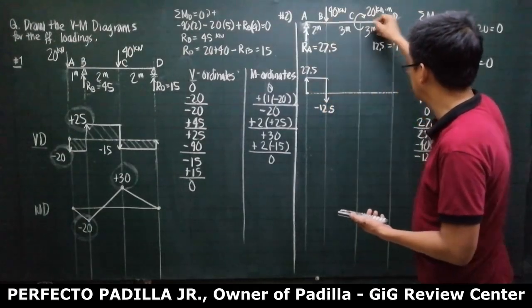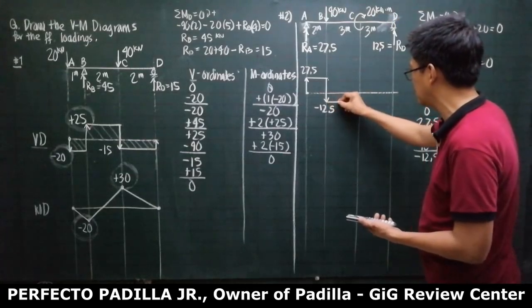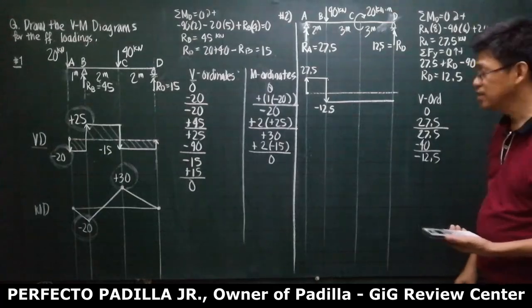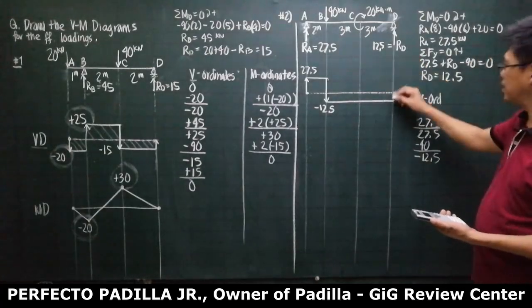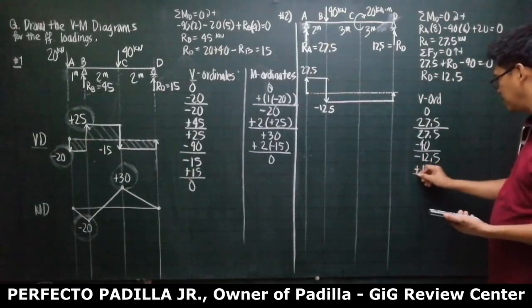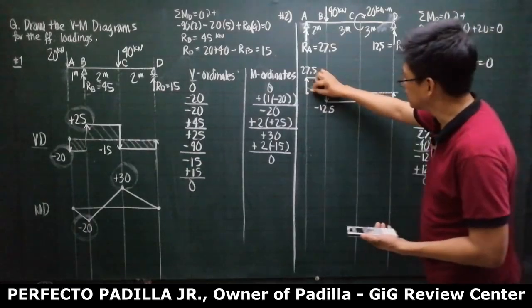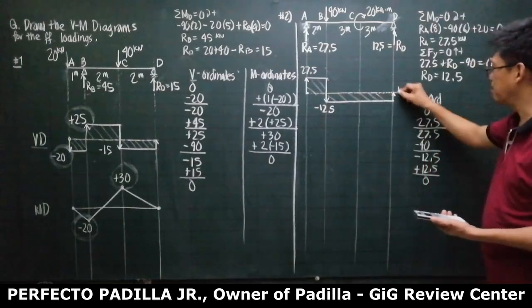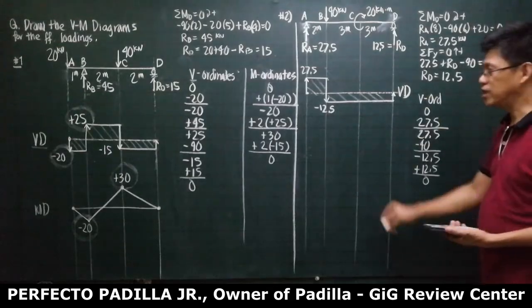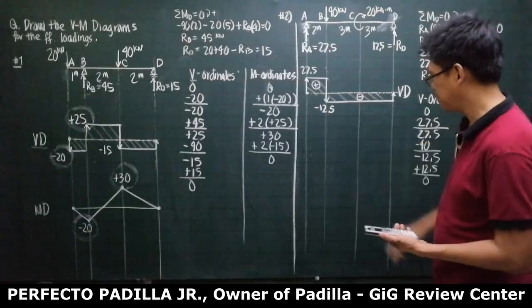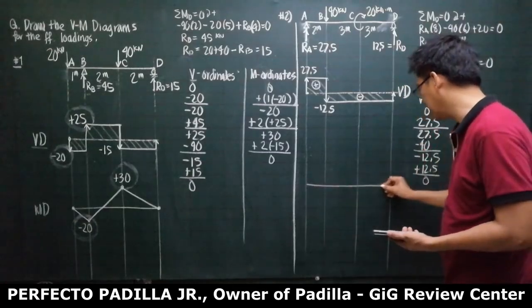So from here to here, there is no vertical load, so there is no change in value of vertical force. So at this point, we will go up by 12.5. So this is plus 12.5. So this is 0. So this is going to be our shear diagram. Okay? So this is a positive area. This is a negative area. Let me draw our moment diagram.